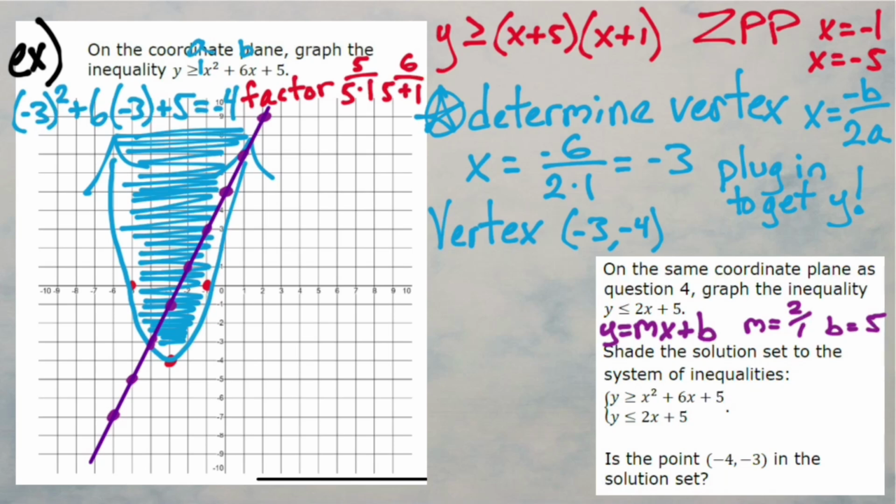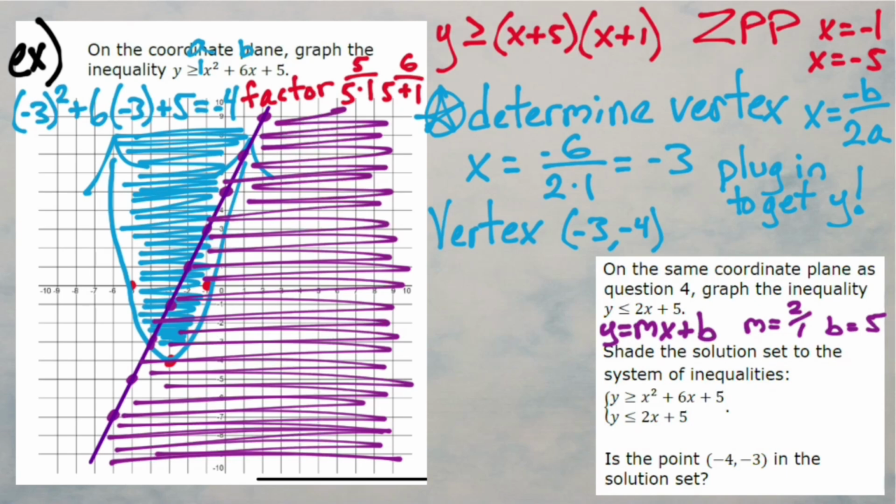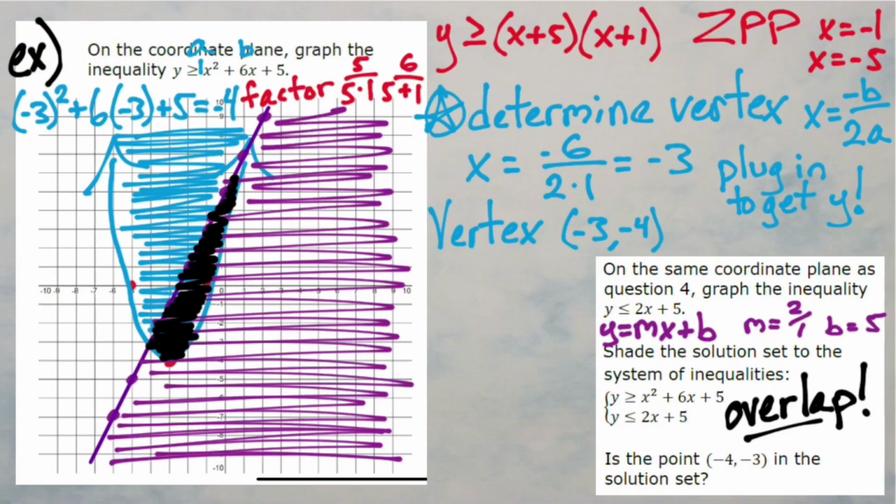Notice how the line is solid because it was the less than or equal to symbol. And then it says less than, so you're going to shade below the line, which would look like this. And then now we can find the solution set. And the solution set is where it overlaps. So it's that darkened black area right there. Hopefully all of this has made sense so far, so that the last question is going to also make sense.